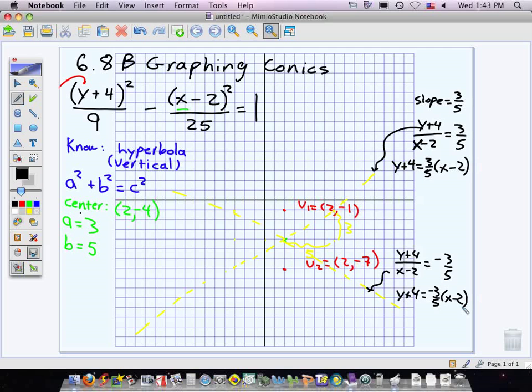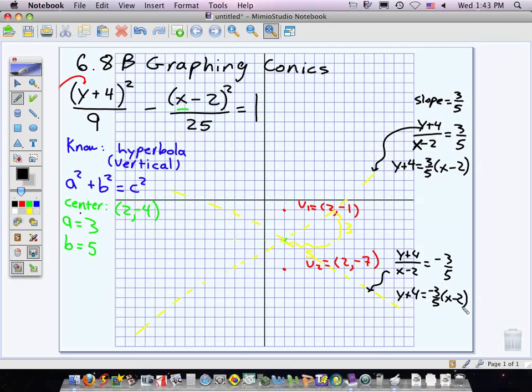And we could simplify that if we wanted to get the slope intercept form. I wouldn't take the time, I'd leave it point slope, because it just said find an equation of your asymptotes, which is one of the key characteristics. Let's see, so we have our vertices. We have our slant asymptotes.